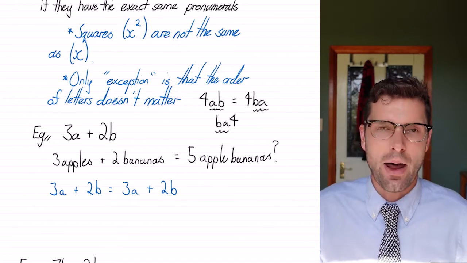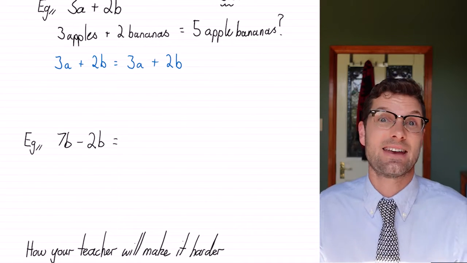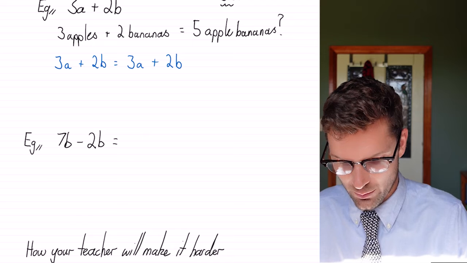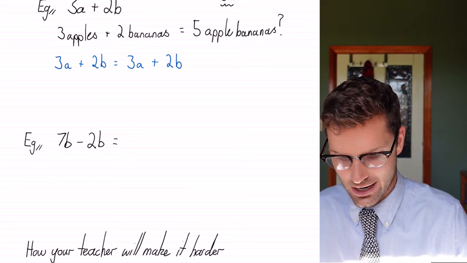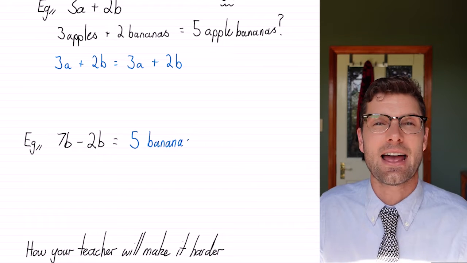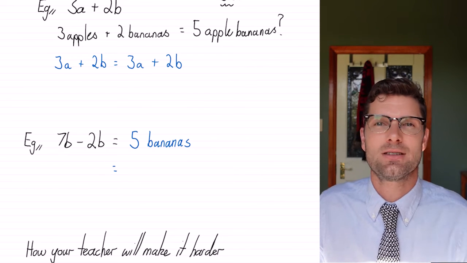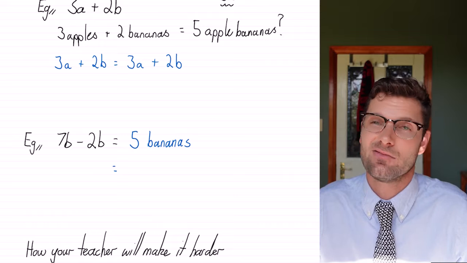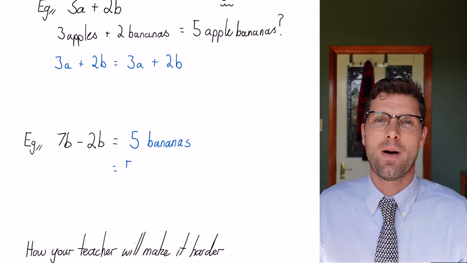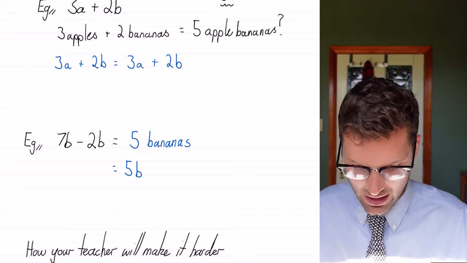All right, just one more example. If you've got 7 bananas and you eat 2 of them, how many are you left with? We know that that would be 5 bananas. So all you have to do, if the terms are exactly the same, is perform addition and subtraction on the numbers like you normally would. So this would be equal to 5b, full marks, okay?